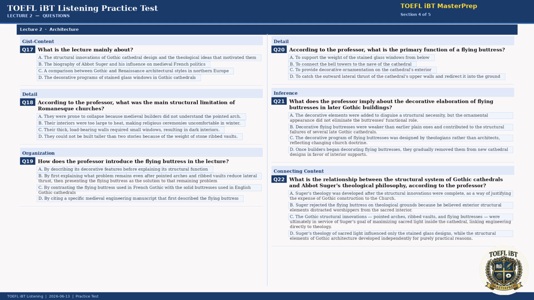Gothic architects, starting with Abbot Suger's reconstruction of the Abbey of Saint Denis near Paris around 1140, began developing a radically different structural system. The key innovations were 3, the pointed arch, the ribbed vault, and most critically, the flying buttress. Let me explain how these 3 elements work together.